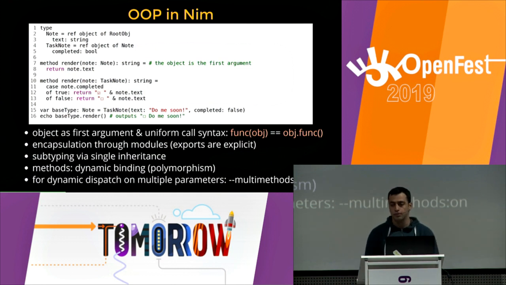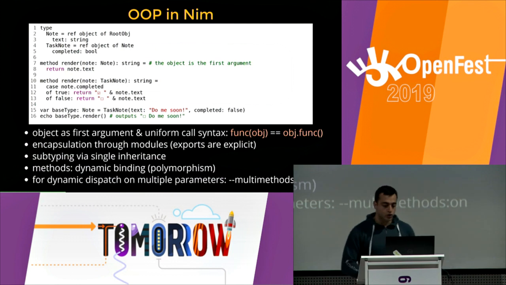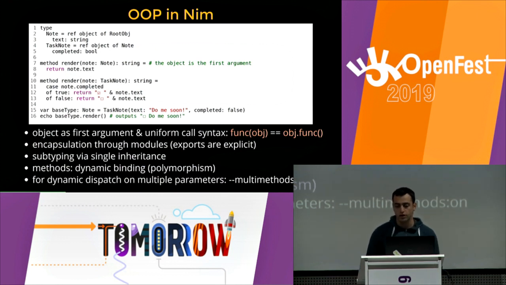So if you want encapsulation with NIM, basically you define your type along with the procedures which work on it in a module, and you export only the relevant parts outside of that module so it can be imported and used. Also, NIM has uniform call syntax. So even though all of the procedures and methods take the object as a first parameter, actually we can call object.function instead of only function with an object passed to it.